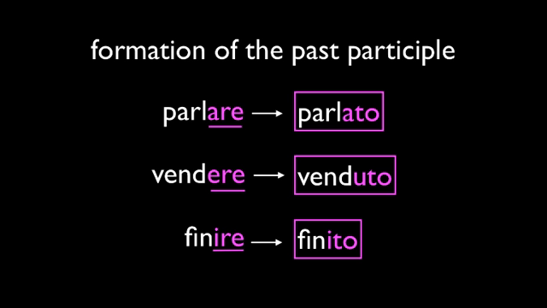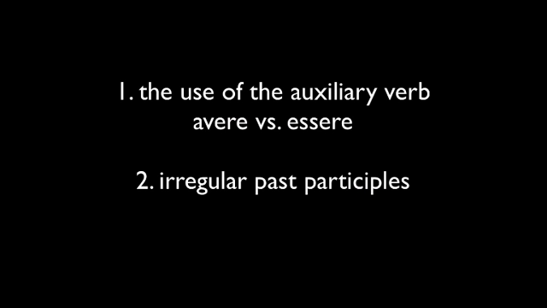Okay, so -ares become -atos, -eres become -utos, and -ires become -itos. Okay, got that? This might bring up some questions immediately. One being, when do you use avere and when do you use essere? And that's the subject of another video. So if you're interested in that, please continue on to the next video about choosing avere versus essere.